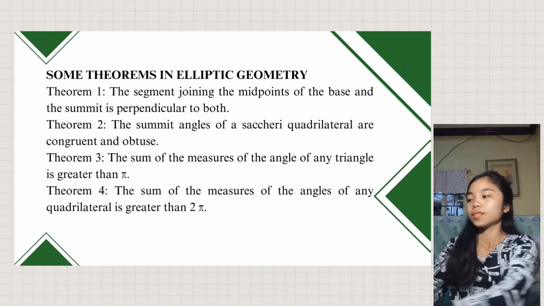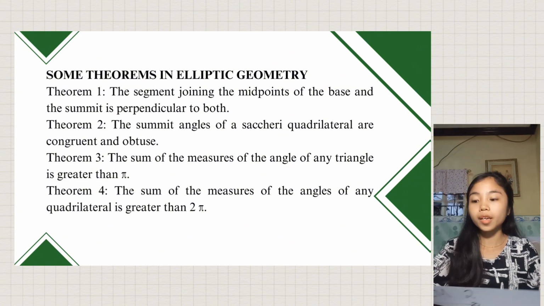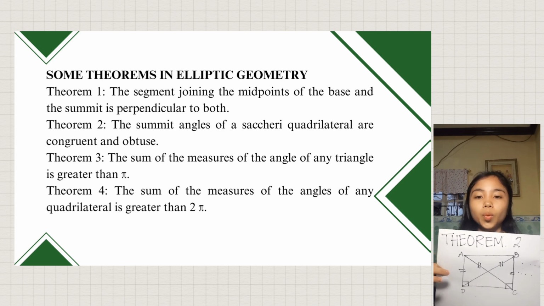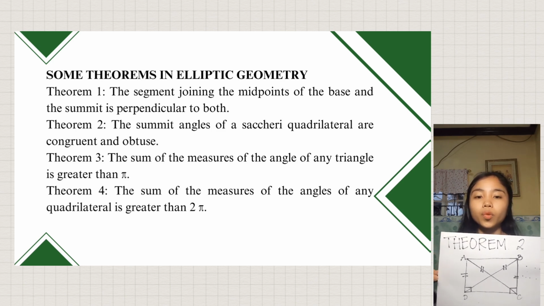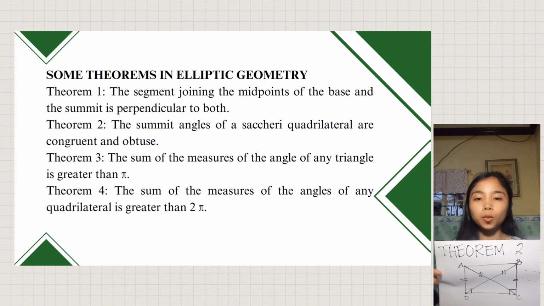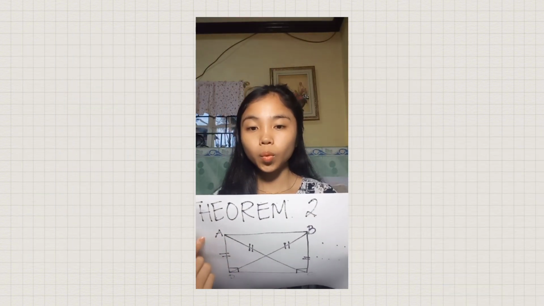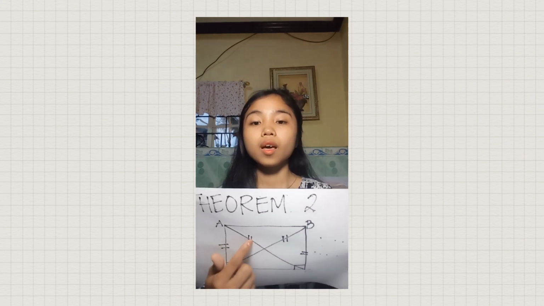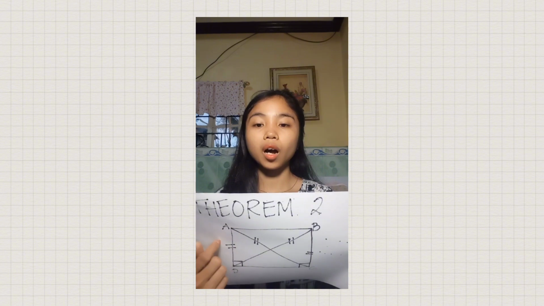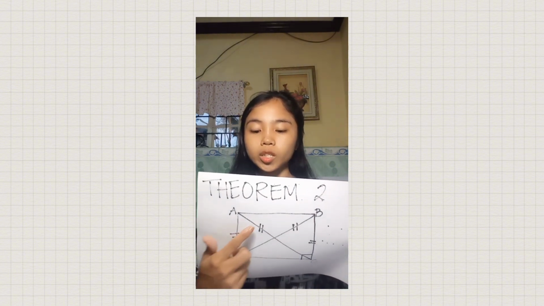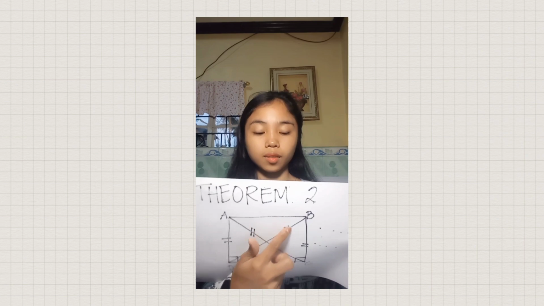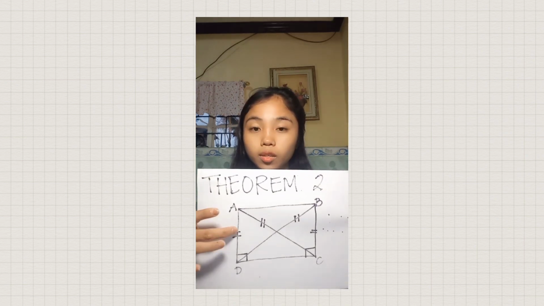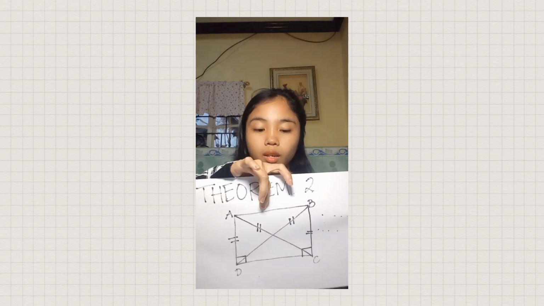Theorem 2. This is my illustration here. The summit angles of a Saccheri quadrilateral are congruent and obtuse. Again, in theorem 2, the summit angles of a Saccheri quadrilateral are congruent. Here, we obviously see the congruent sign, and obtuse, here, this, and this.